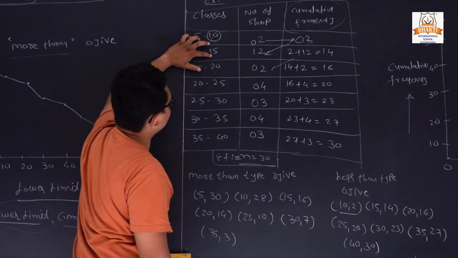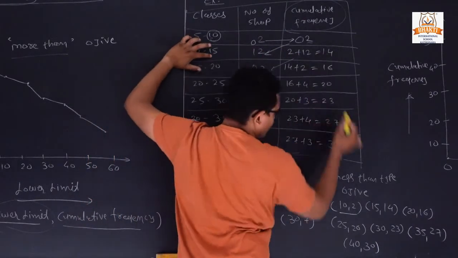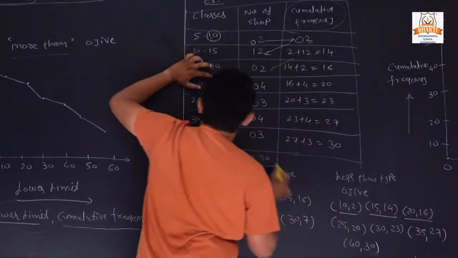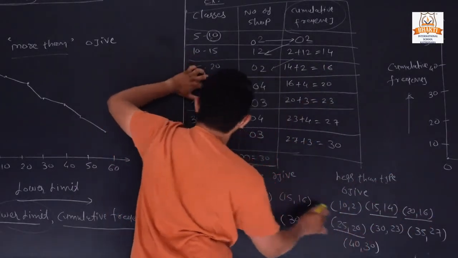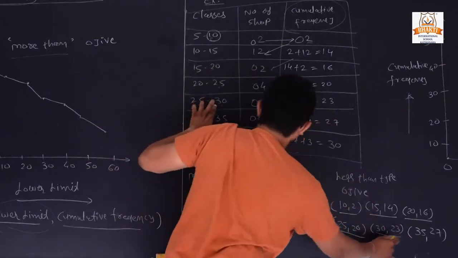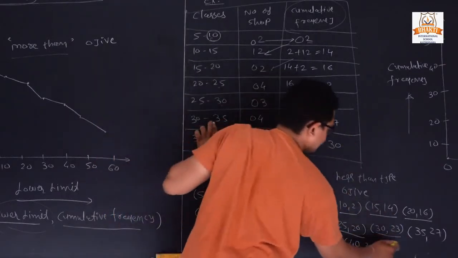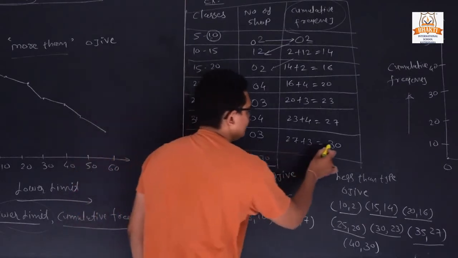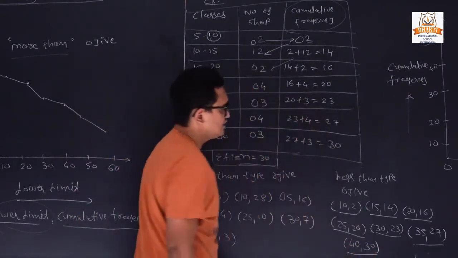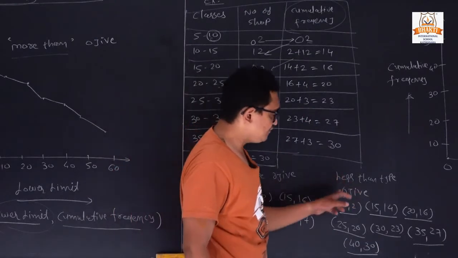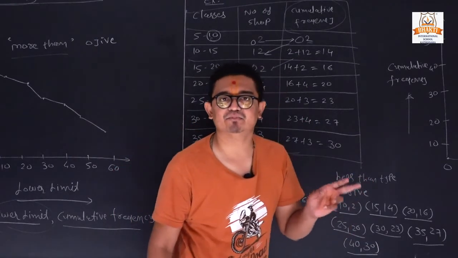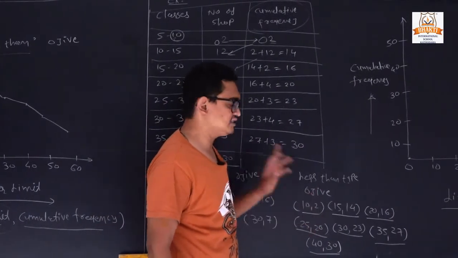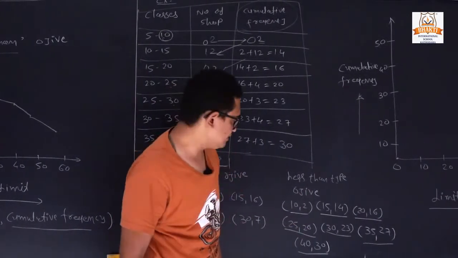Then the upper limit is 15: 15 comma 14, the second point. 20 comma 16. Then 25 comma 20. Then 30 comma 23. Then 35 comma 27. And last, the upper limit is 40 and the CF value is 30. So to draw the less than type ogive, we draw the graph of upper limit versus cumulative frequency.